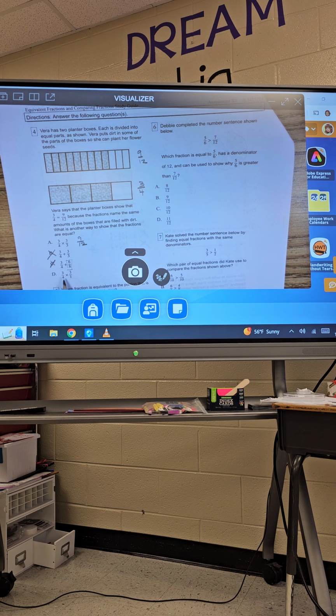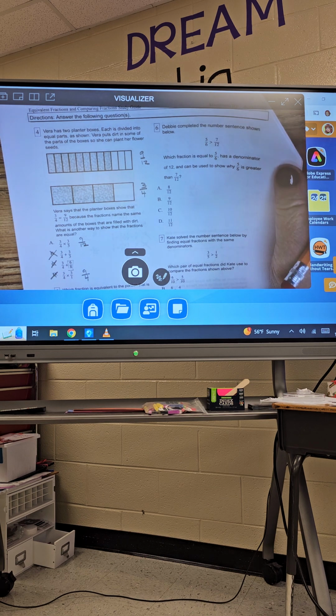Okay, 3/4 times 3/1. This is actually multiplying this by 3. This is taking 3 of these planters, just like this. This is not going to work because I get 9/4, which is more than 1 and is not equivalent to 9/12. So A is my only possible answer.